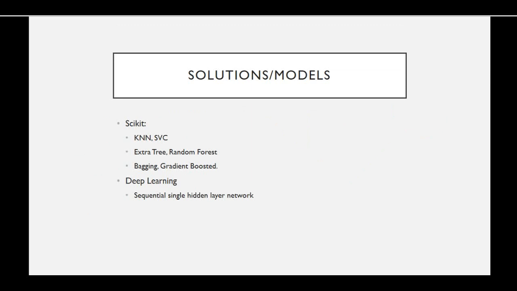Here is a list of algorithms that we have used in our models. From the scikit library, we have used a nearest neighbor algorithm, support vector machine learning algorithm, an extra tree classifier, random forest, bagging, and gradient boosted. For our deep learning algorithm, we have built a sequential single hidden layer network.